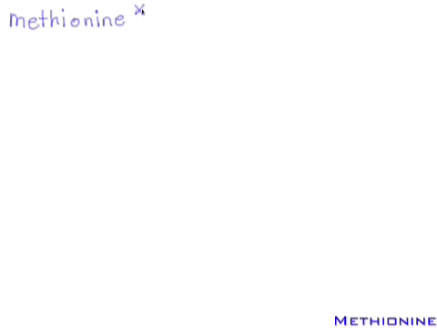Another essential amino acid. Methionine is a sulfur-based amino acid. That is, on the side chain it has a sulfur group. It has 2 CH2s, and we have a sulfur. The sulfur has 2 lone pairs and a CH3.